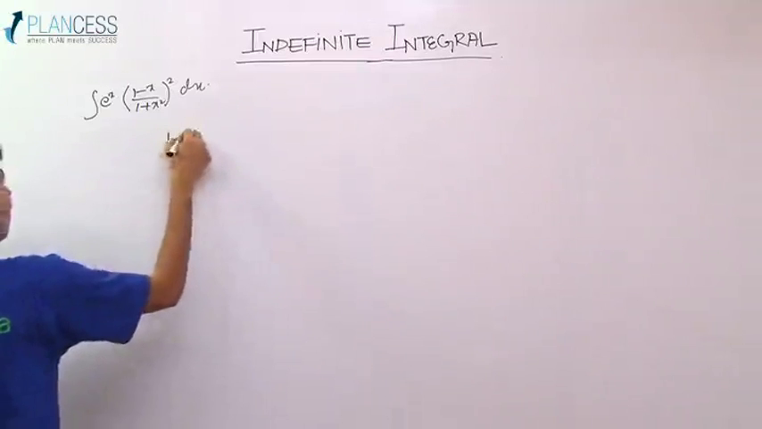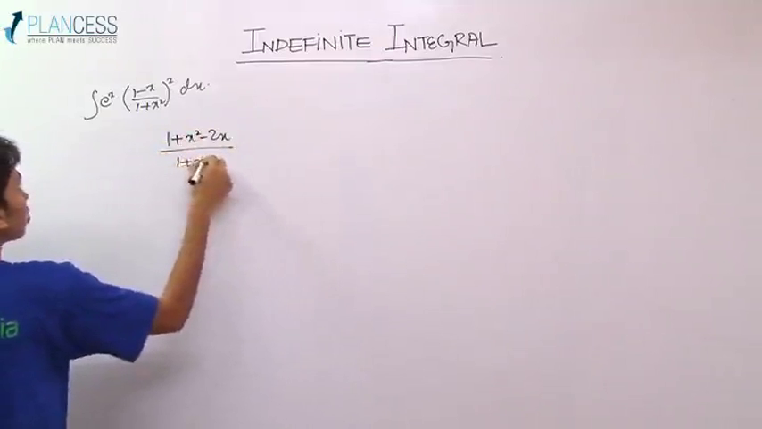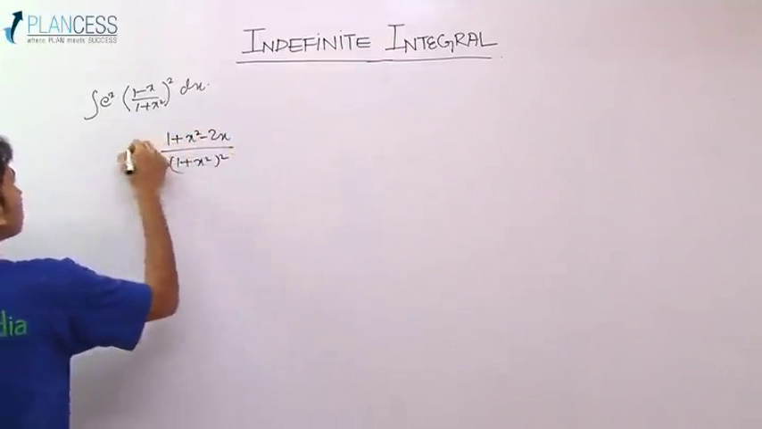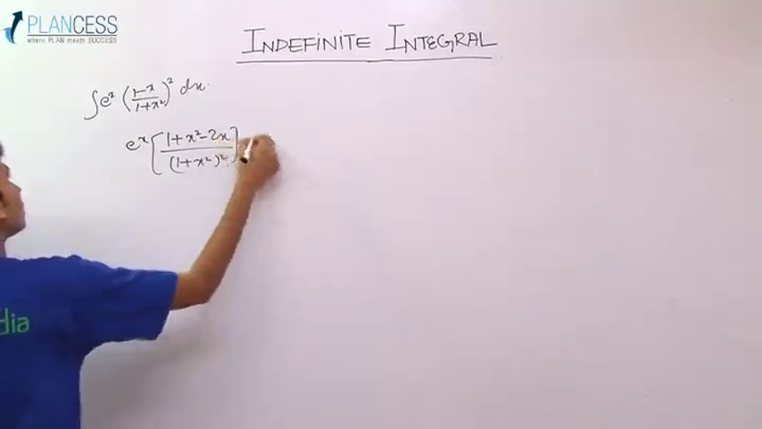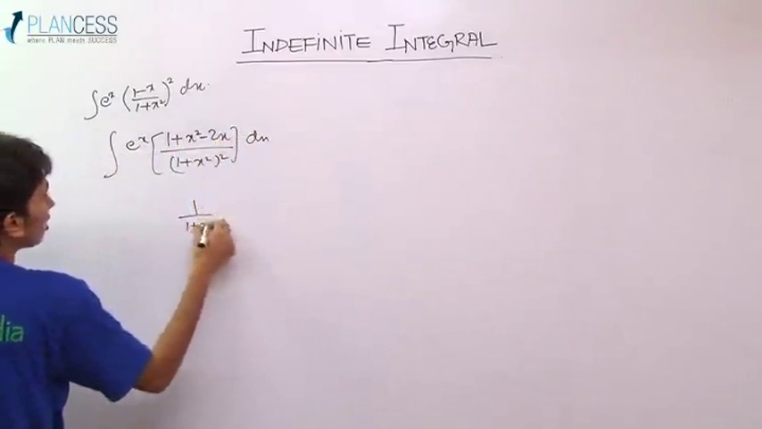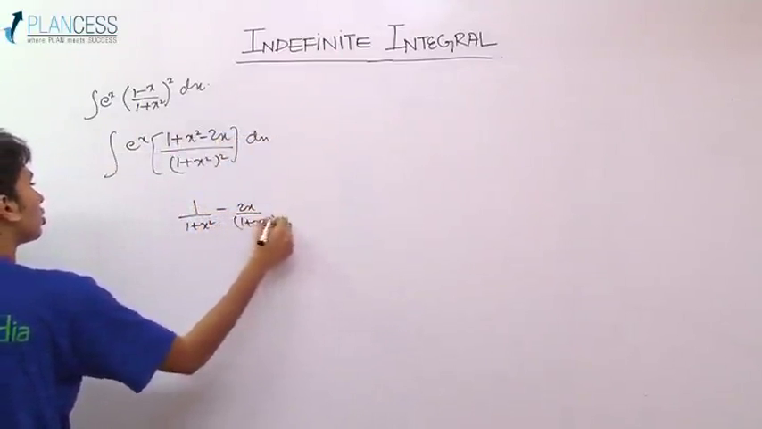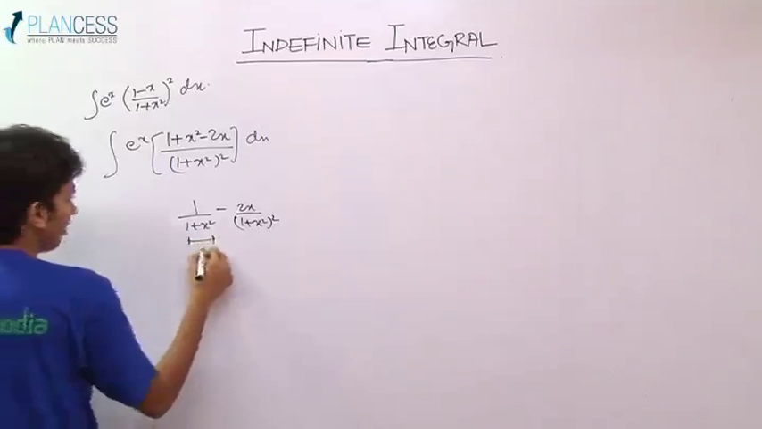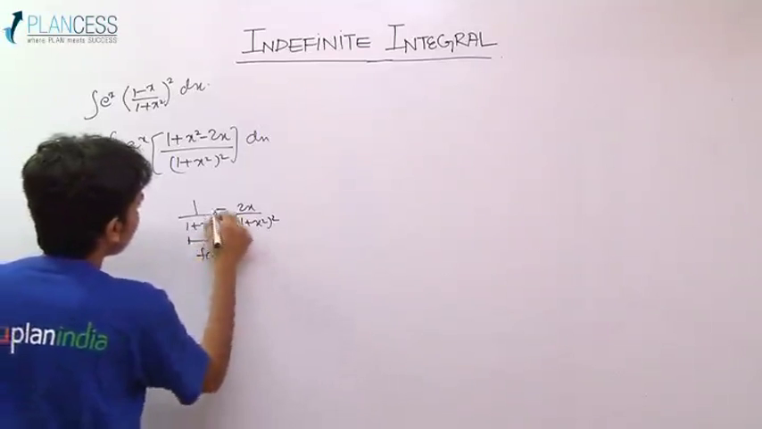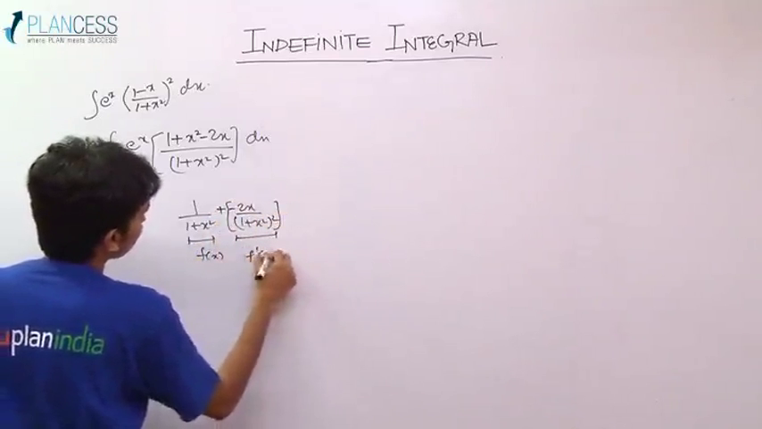Okay, so we have ((1 plus x square minus 2x) upon (1 plus x square) whole square) e raised to x. So this is also relatively easy. You can see that on opening this I get 1 upon (1 plus x square) minus 2x upon (1 plus x square) whole square. So if this is f(x), this thing with the negative sign is f dash x.